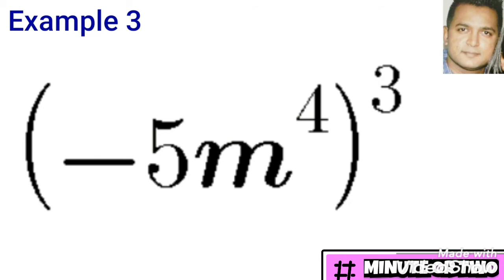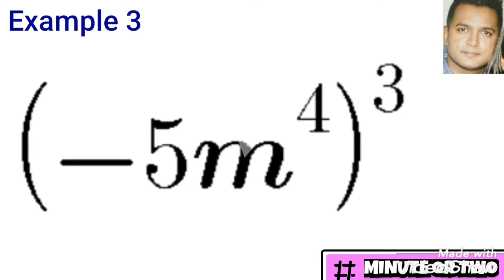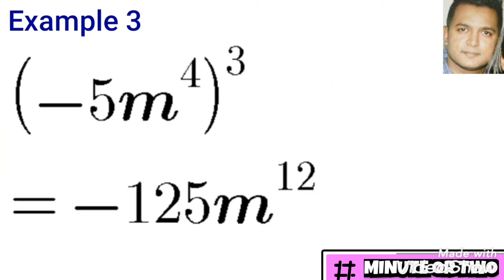In this next example, I've included a negative sign, a minus sign. So this would mean that everything in the bracket must be raised by the power of 3. So that means minus 5 will be minus 5 times minus 5 times minus 5. That becomes 3 minus signs. And so, as I've taught you in previous videos, because there's an odd number of minus signs, my answer will become a minus. And then we have the m to the power 4 will be raised by the power 3, and that will be 4 times 3, and that should give us m to the power 12. And therefore we have our answer.